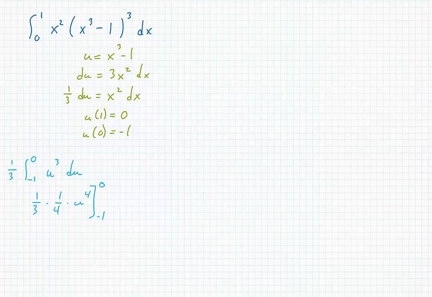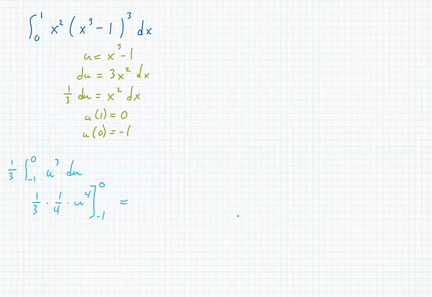A common mistake and an easy mistake to make in these types of problems is to substitute the 0 and the 1 in for u values, and you'll get something essentially nonsensical when you do that, because you're using x values as u values, and they're definitely not the same thing.